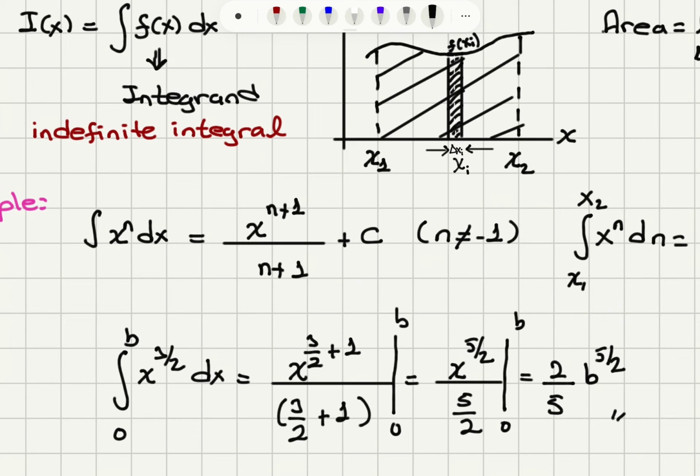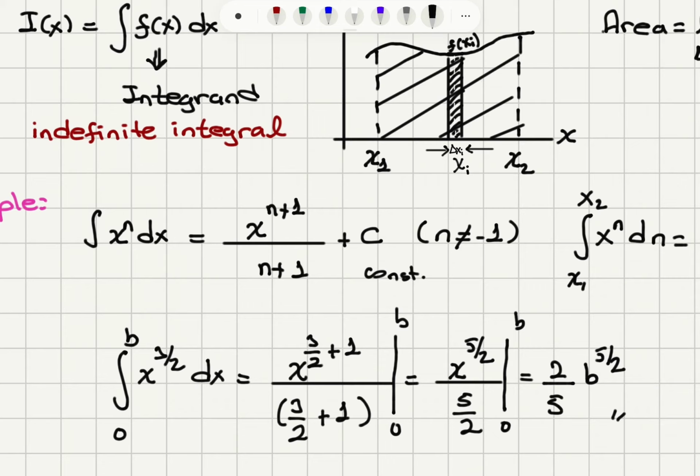So here's an example. Integral of x to the n dx is x to the n plus 1 divided by n plus 1 plus a constant. Why? Because x to the n plus 1 has a derivative n plus 1 times x to the n. The n plus 1s will cancel, and we will obtain x to the n. We need to add a constant here. Why? Because the derivative of a constant is always equal to 0. So we can add a constant.